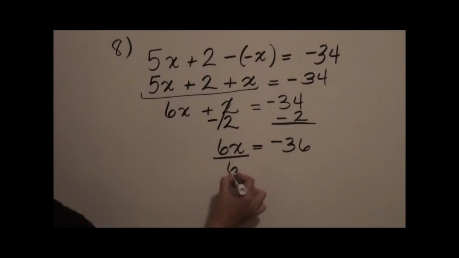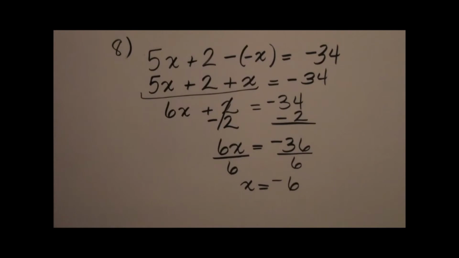Last step, divide by the coefficient of the x. 6x divided by 6 gives me 1x. Negative 36 divided by 6 gives me negative 6.